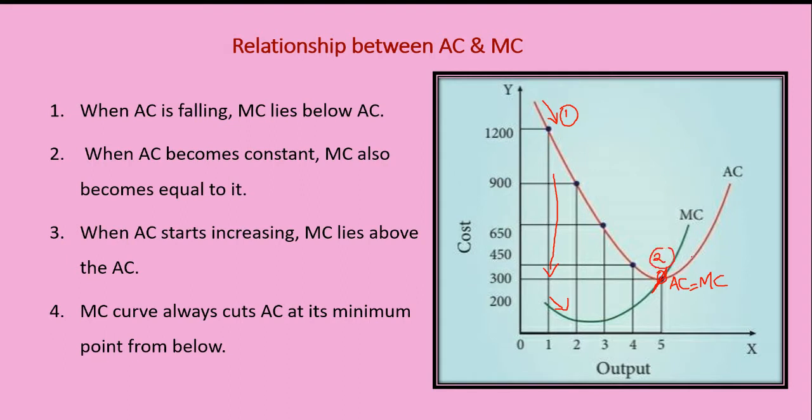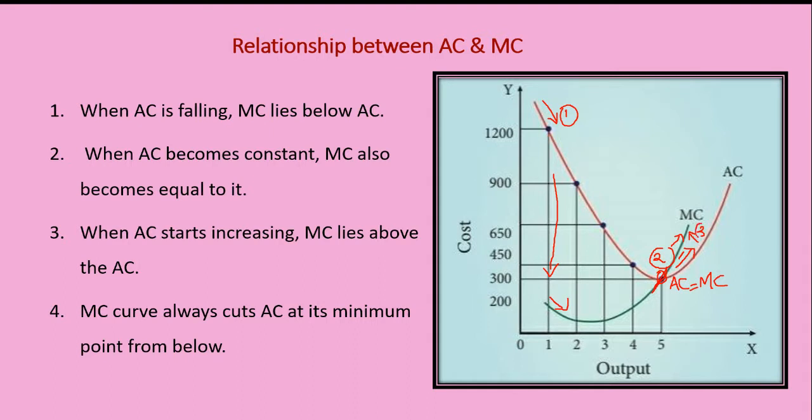Then the third point. When AC starts increasing beyond this point, what happens to MC? MC is also increasing, but MC is above AC. So at this point, the MC curve lies above AC. Here, the MC curve was lying below AC. In the third point, the MC curve has become above AC. So this is the third point. When AC starts increasing, MC also starts increasing and MC lies above AC.